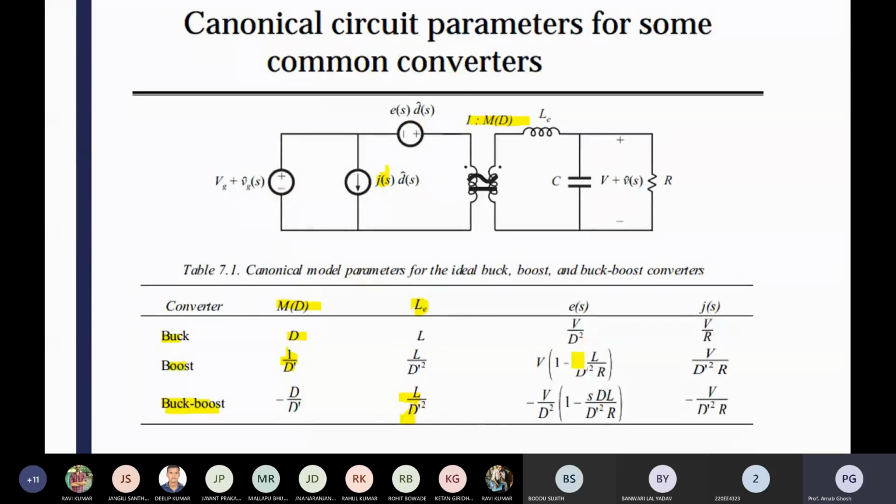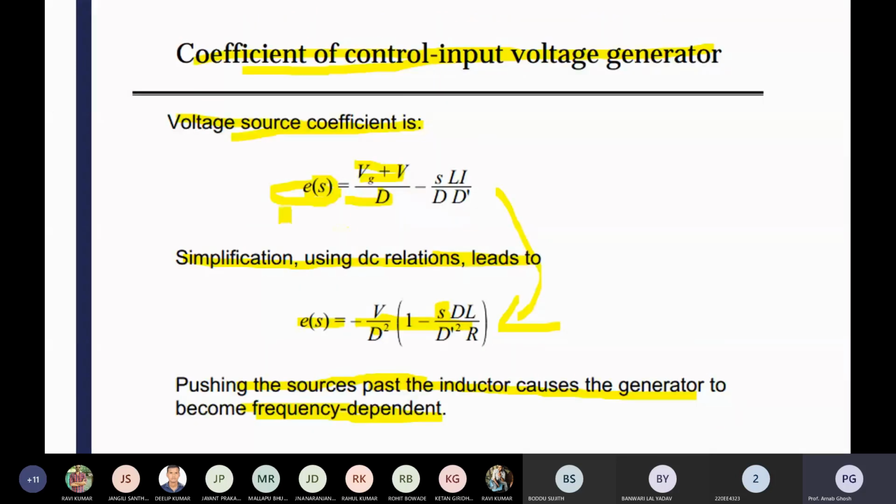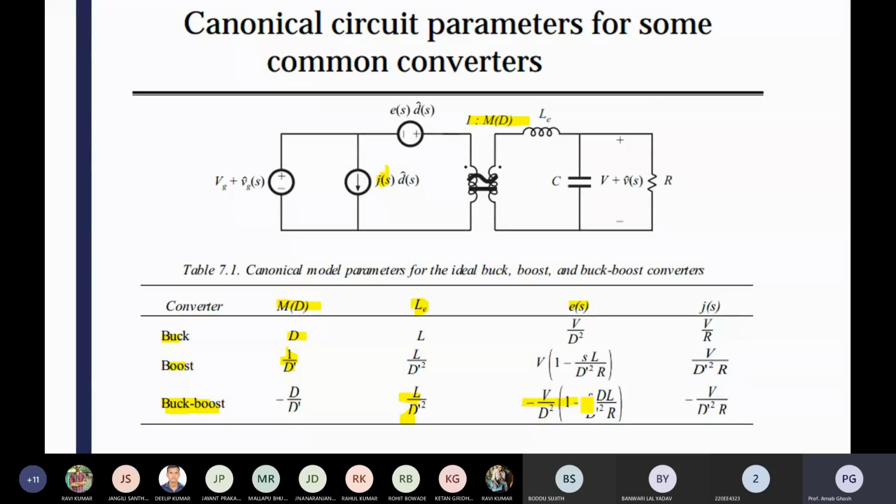C is there similar to C, and ES. What is your ES? ES is calculated from here: Vg plus V by D minus S Li by D dash. You can simplify it: minus V by D dash within bracket 1 minus S by D L by D dash square into R. I think you are able to understand that value. But you are taking the real common. Find it out. What is the value of JS? JS equals minus V by D dash R.